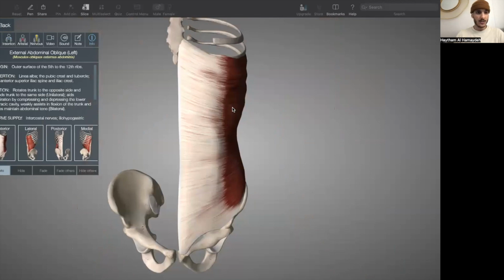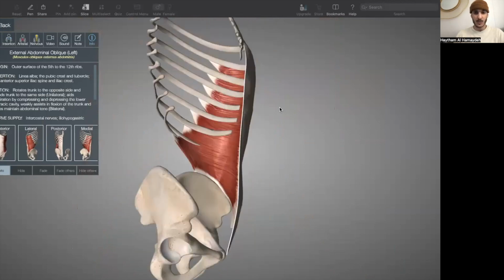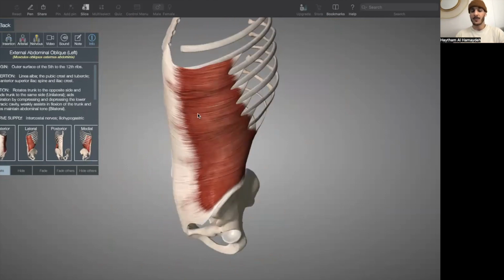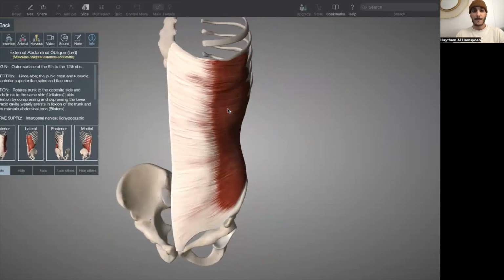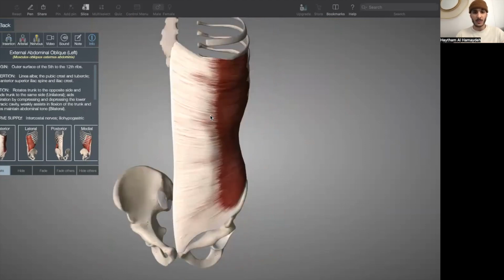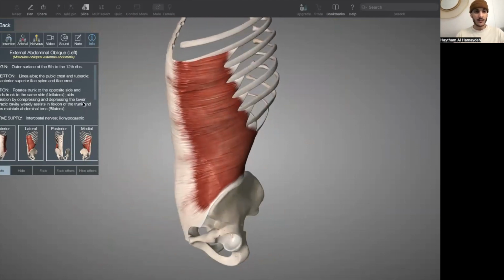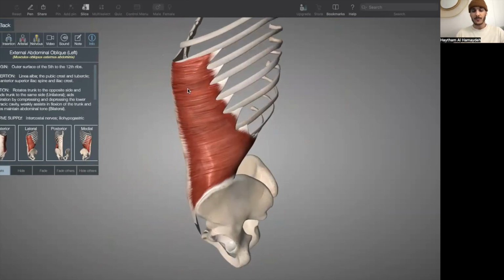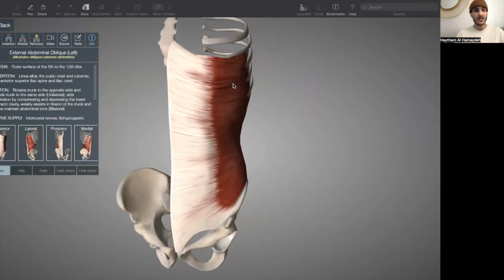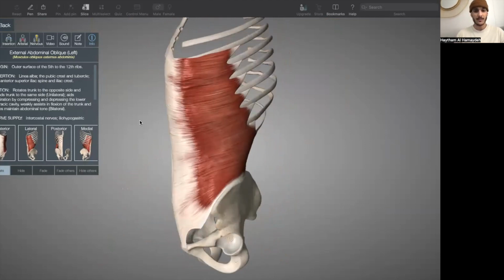Okay, so the external oblique, that's the first one that we're going to talk about. It's the external oblique because it takes on an oblique form in its organization in the anterior abdominal wall, and it's abdominal because it's in the abdominal region. Okay, so the origin: it originates from the outer surface of the fifth rib to the 12th rib. Okay, from 5th to 12th, and it inserts onto many structures, linea alba.